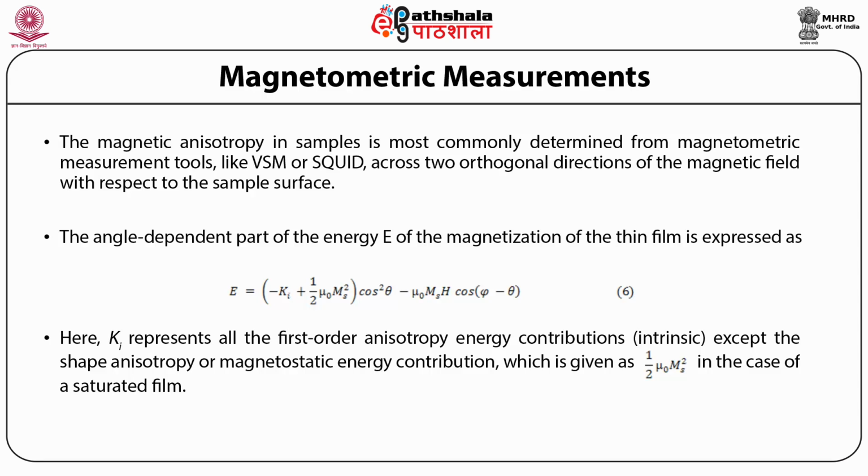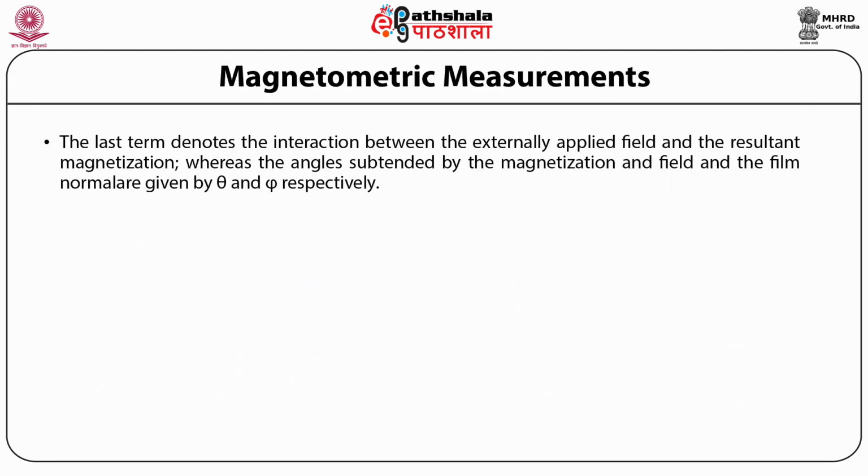Here, Ki represents all the first order anisotropy energy contributions which are intrinsic except the shape anisotropy or magnetostatic energy contribution, which is given as 1 by 2 into mu naught Ms square in the case of a saturated film. The last term denotes the interaction between the externally applied field and the resultant magnetization, whereas the angles subtended by the magnetization and the field and the film normal are given by theta and phi respectively.